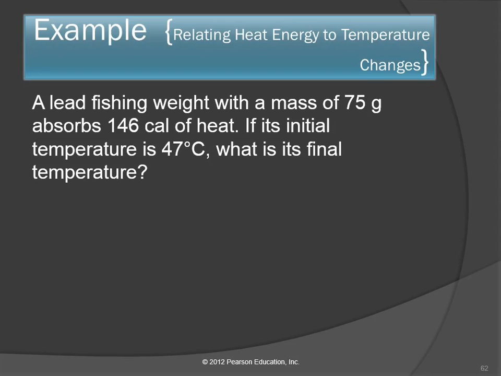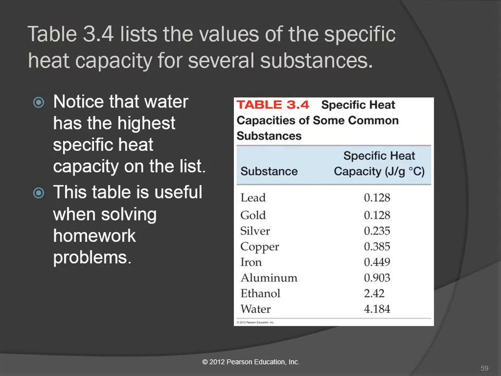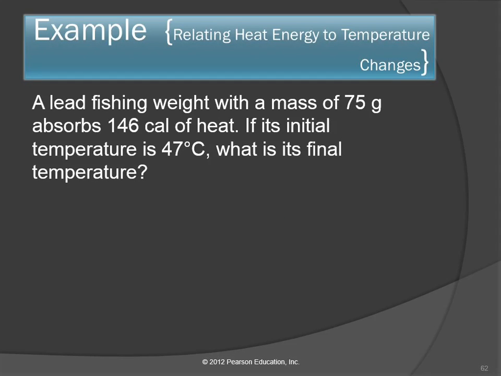So since we're talking about this Q equals mc delta T equation, we're probably going to need that, right? And there's a piece of information that's missing here. This fishing weight is made out of lead. We're going to need the specific heat capacity of lead. So before I start writing things down here, I'm going to go back and look it up. In this table, for lead, the specific heat capacity is 0.128. So for this fishing weight, C equals 0.128 joules per gram degrees Celsius.